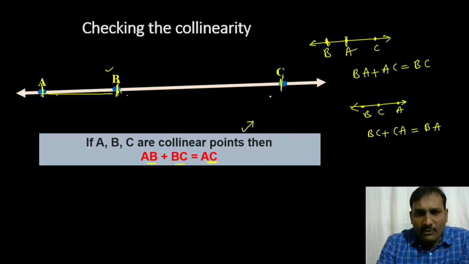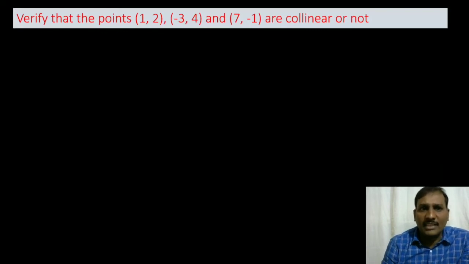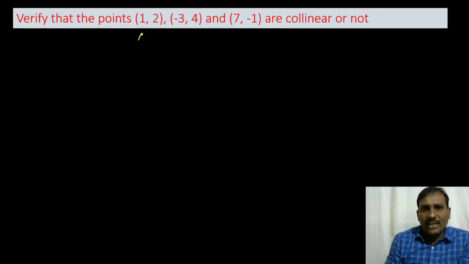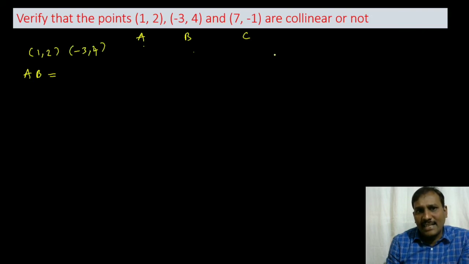Let us have one problem on this. Verify whether the points (1, 2), (-3, 4) and (7, -1) are collinear or not. So let us take those points as A, B, C. Let us find AB first. What is A here? (1, 2). And what is B? (-3, 4). We have to find AB, BC and CA, and check whether the sum of two values will give the third value or not. If they give the third value, they are collinear. Otherwise, they are not collinear.